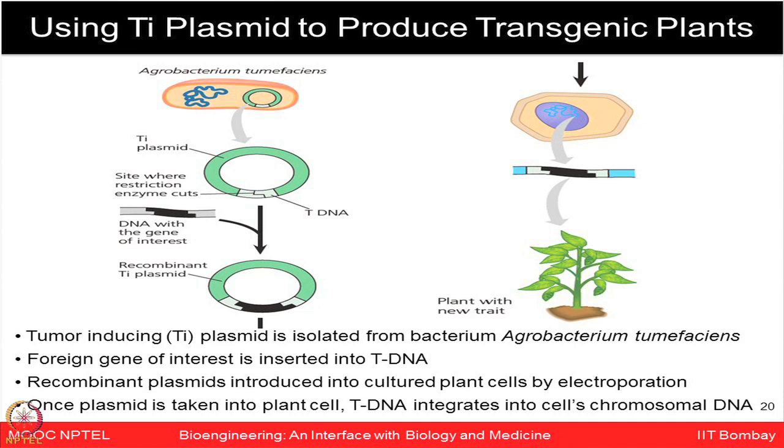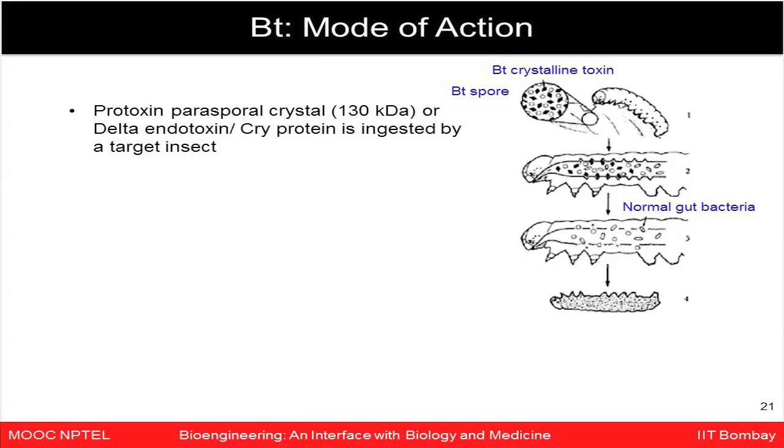The TI plasmid was isolated from the bacteria. Now, the foreign gene of interest, which is the BT gene in this case, was inserted into the tDNA. The recombinant plasmids were introduced into the cultured plant cells by the process of electroporation. Only those plant cells which took up this plasmid, where the tDNA was integrated into the cell's chromosomes, were taken forward. So, what is the mode of action for this BT gene?